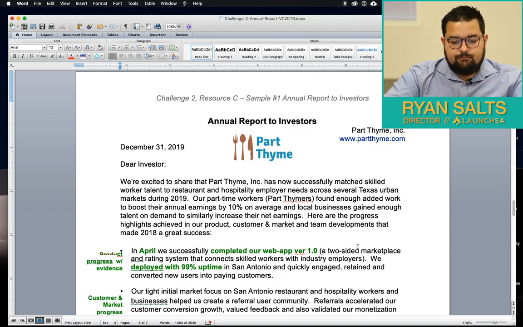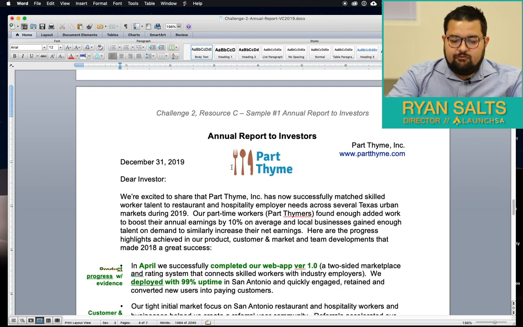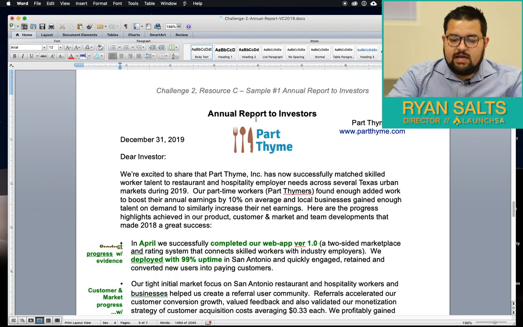So again, from a formatting perspective, we're going to start with that title, annual report to investors. The date should reflect the end of the year. If you have collateral such as a logo or a website, please try to include that. If you don't, the simplest format is what your company is named. If you have an address, that's great. If you have any sort of callback or information for contact, that's also great. Please include that in this upper margin here.